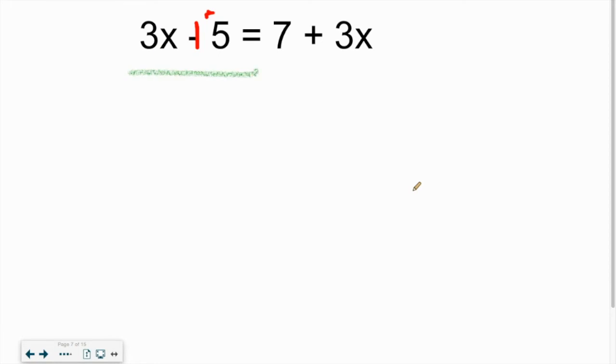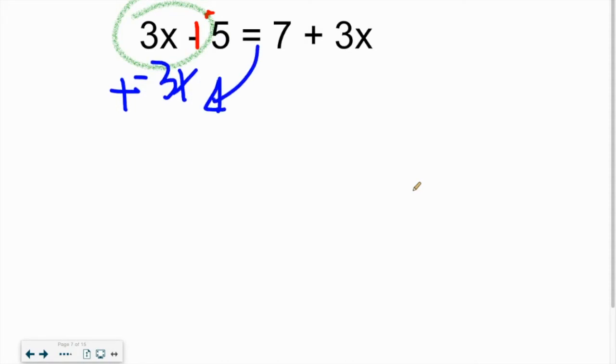And then start with something. I'm going to start with the 3x. I'm going to start with the variables. I usually do that. So I'm going to focus here. I'm going to get rid of adding 3x on the left side. In order to get rid of that 3x, I'm going to add a negative 3x. Again, that was on the left side, so I'm going to do that over here on the right side.